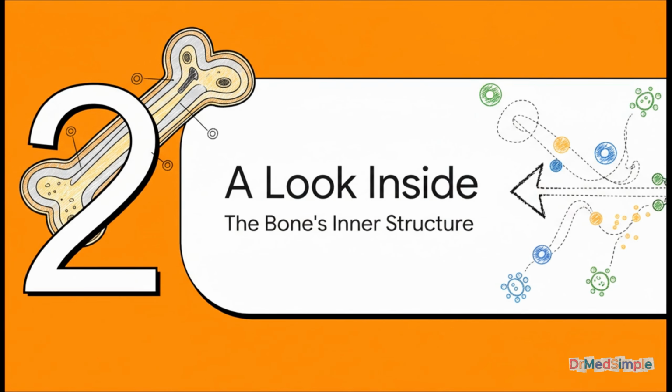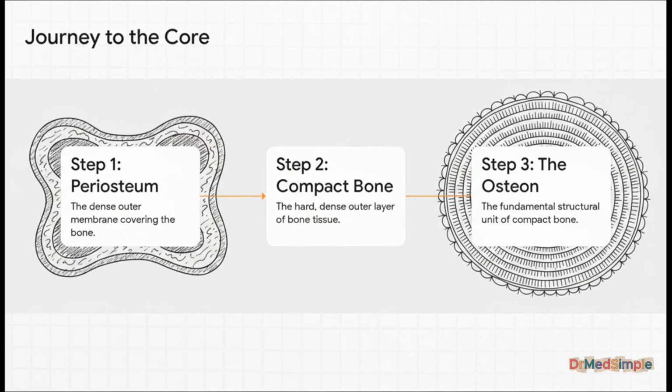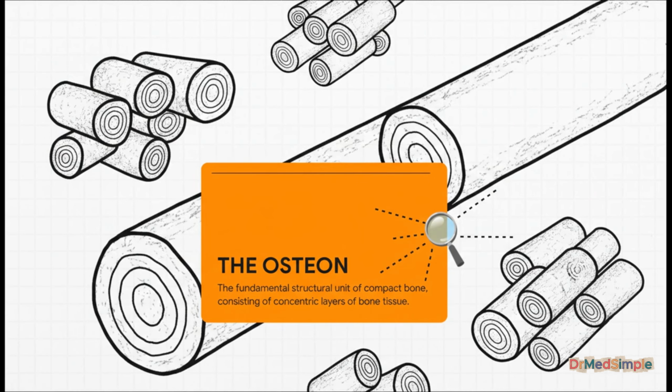Okay, so we've covered all the external shapes, but what are bones actually made of? For this next section, let's take a little journey inside to see the bone's really intricate inner structure. We're going to explore this in 3 steps. We'll start on the very outside with something called the periosteum. You can just think of it as the bone's skin. Then we'll go a little deeper to the dense and incredibly hard compact bone. And finally, we'll zoom way in to the microscopic level to see the fundamental building block of that compact bone, the osteon.